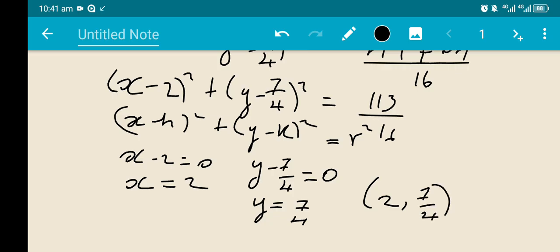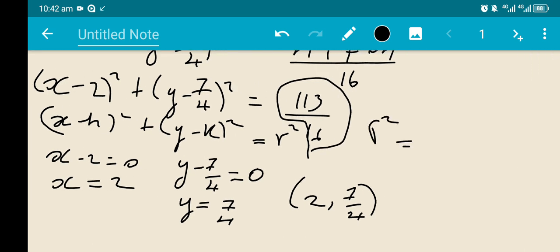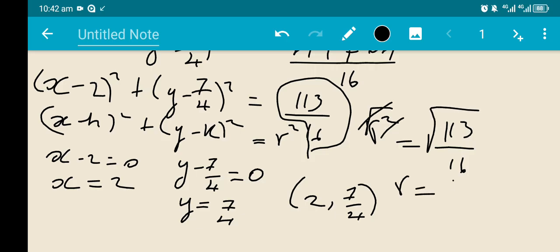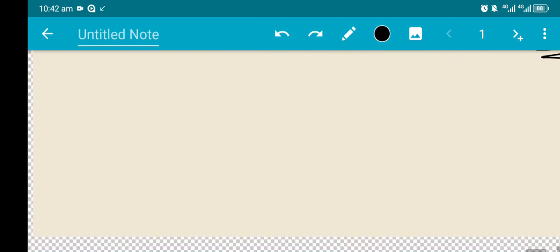That's where it's located. Then what else did they ask us to find? The radius. So the radius is not necessarily this whole thing here. In fact, r squared should be equal to 113 over 16. So for r, we just take the square root there and the square root there. So we cancel that out. So r would be equal to this. That is our answer. So r specifically is this. Then r squared is just 113 over 16.